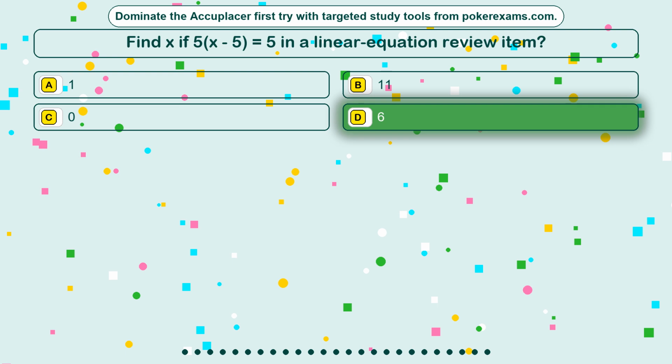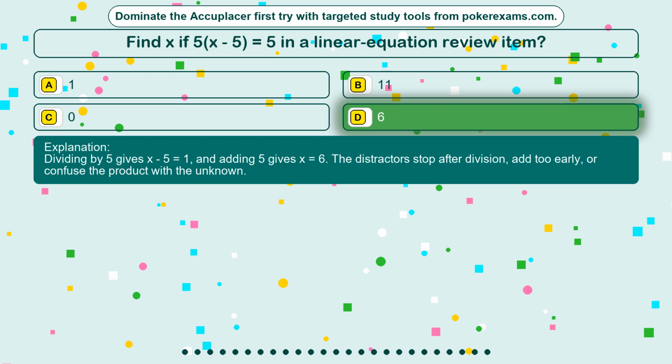The correct answer is option D, 6. Dividing by 5 gives x - 5 equals 1, and adding 5 gives x equals 6. The distractors stop after division, add too early, or confuse the product with the unknown.